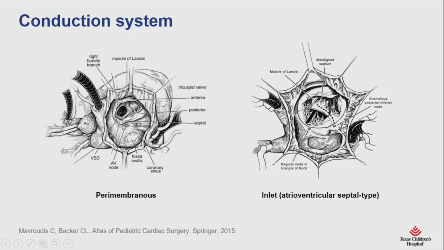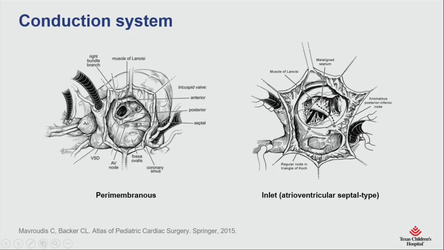This AV node then gives a bundle of His, which will cross the tricuspid valve annulus and usually just descends here and divides into both bundles. Obviously, since there's a defect there, the bundle of His gets deviated to the posterior inferior rim of the defect, and it actually runs just on that rim. So that's where it's at risk.